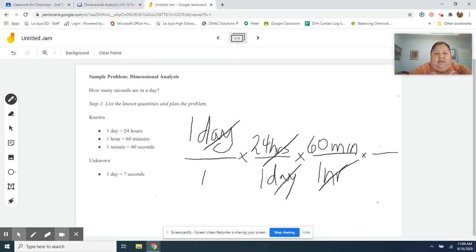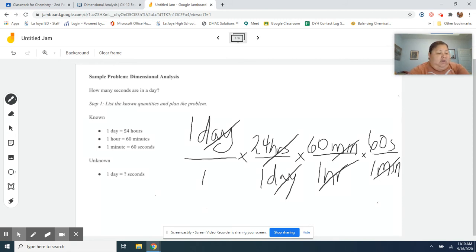So then I put another line and I'm going to use the third bullet that says 1 minute equals 60 seconds. Okay, where am I going to put my minutes? Well, since it's the 60 on top, I'm going to put my 1 minute on bottom. And I'm going to put 60 seconds on top. My minutes are canceled and I'm left in seconds.